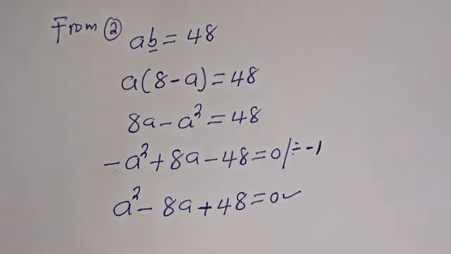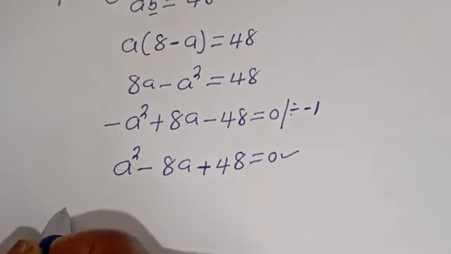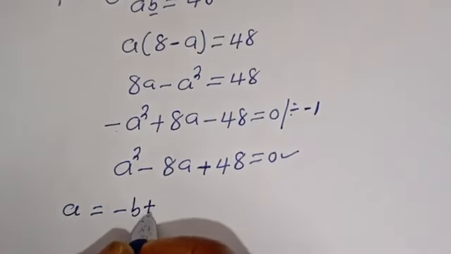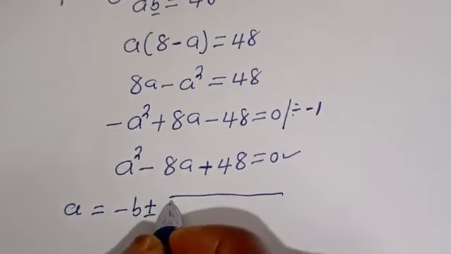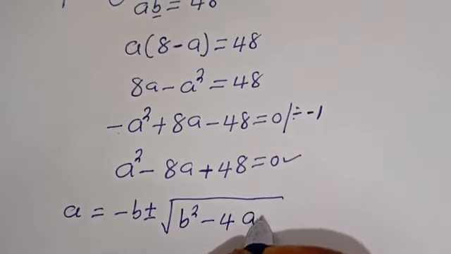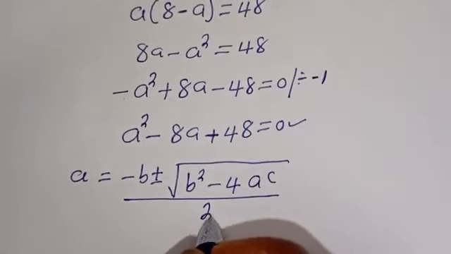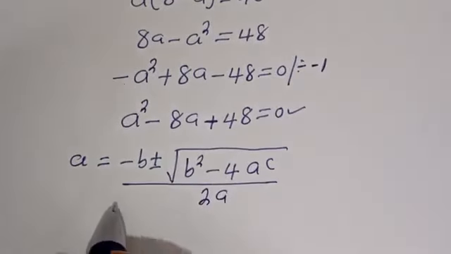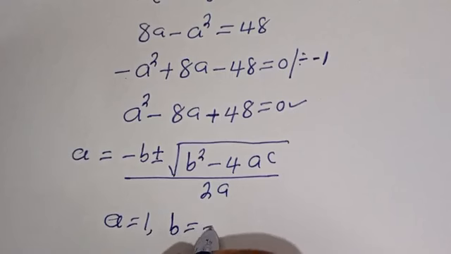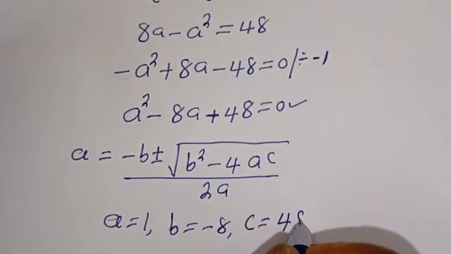This is a quadratic equation. Let's solve this using quadratic general formula. Our quadratic general formula is given as A is equal to minus B plus or minus square root of B square minus 4AC divided by 2A. And from this equation, A is equal to 1, B equal to minus 8, C is equal to 48.